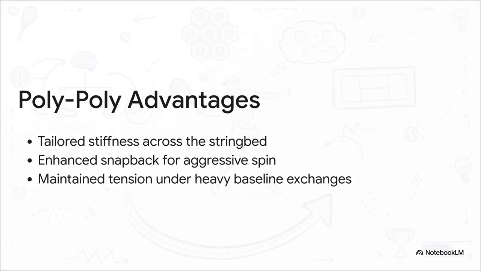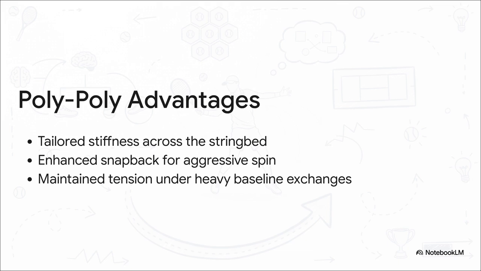Equipment guru Roman Prokis points out exactly why this specific setup is just taking over the professional tours right now. The poly-poly hybrid creates this beautifully tailored stiffness across the entire string bed. The smooth cross strings act almost like tiny little ball bearings. They allow the shaped main strings to slide upon impact and then violently snap back into place.